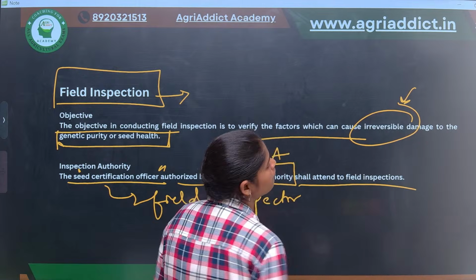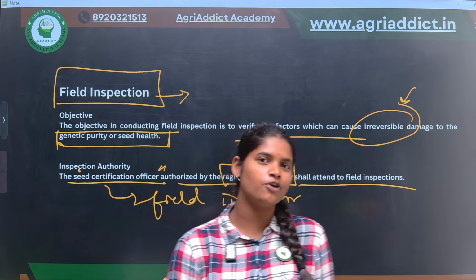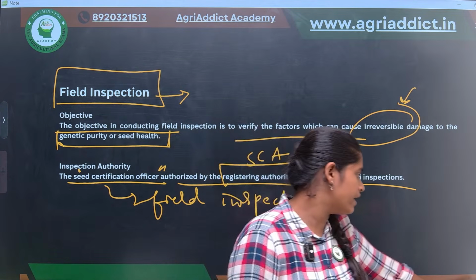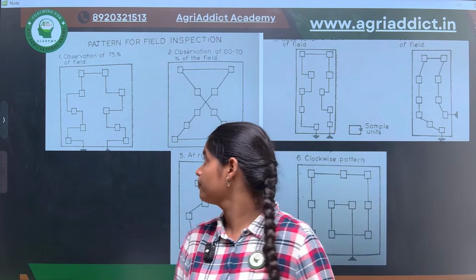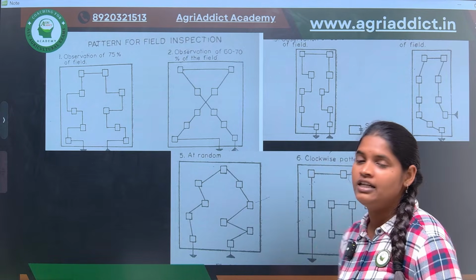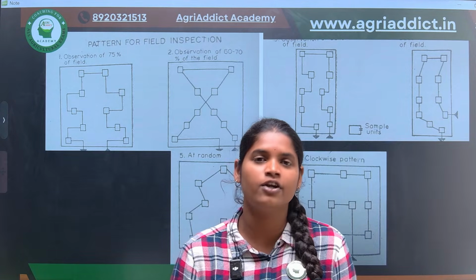who is authorized from the registering authority, that is the seed certification agency. He should only do field inspections. Normal people can't do field inspection, right? So he should be trained, he should be an authorized person. So how will he do it? It will start from entering into the field.